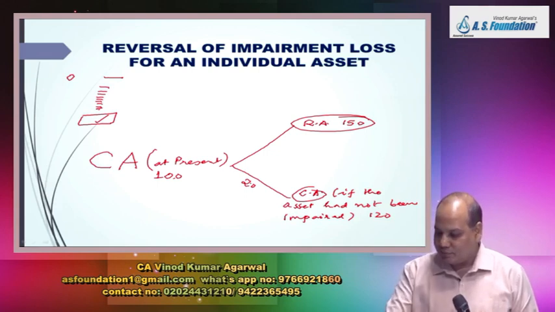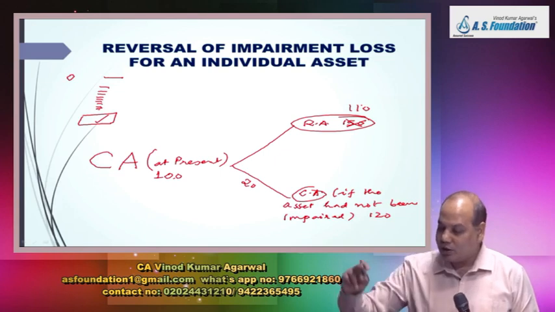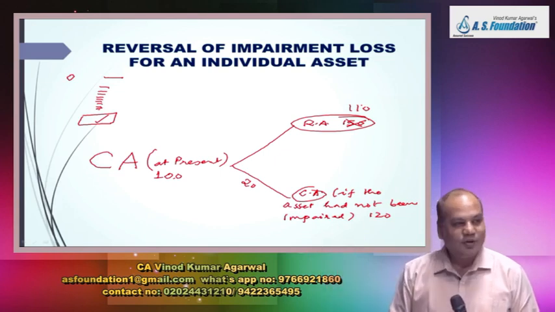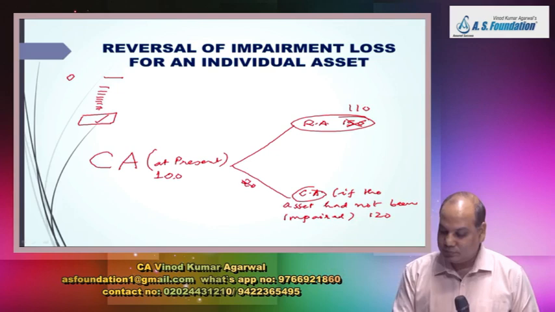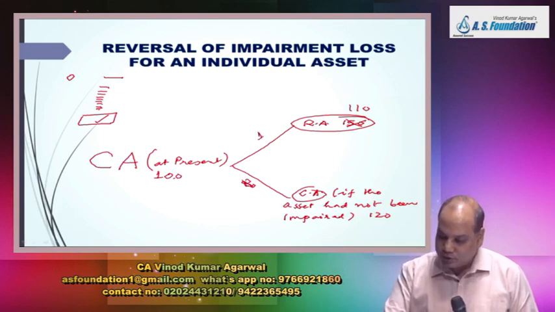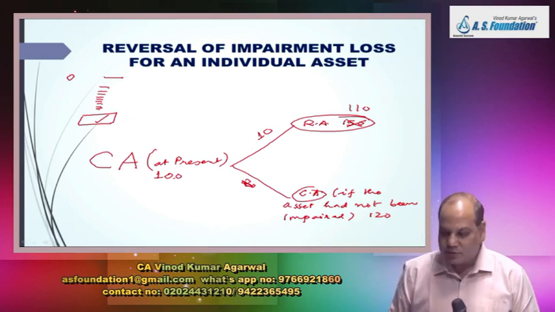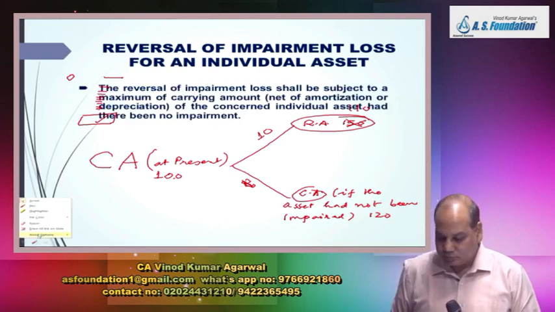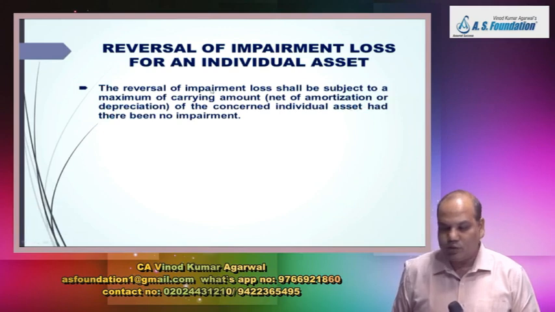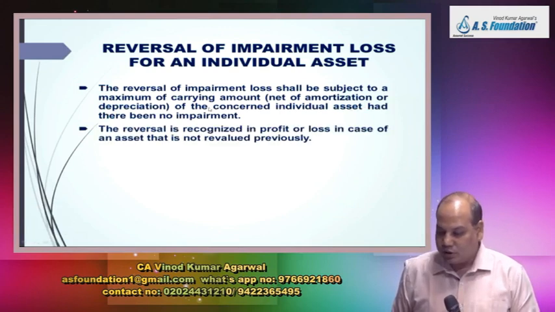Change the example. Suppose recoverable amount is 110 instead of 150. Carrying amount would have been 120. Now how much can I reverse? I can only reverse up to 10. Okay, so that is a very simple calculation. Now what about the accounting treatment of reversal of impairment loss?